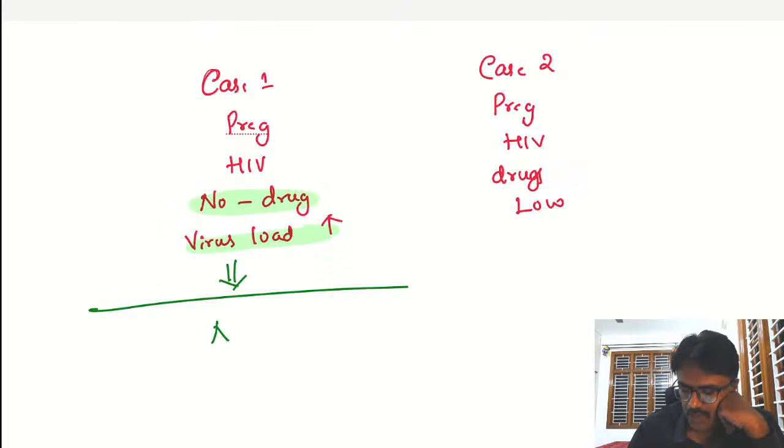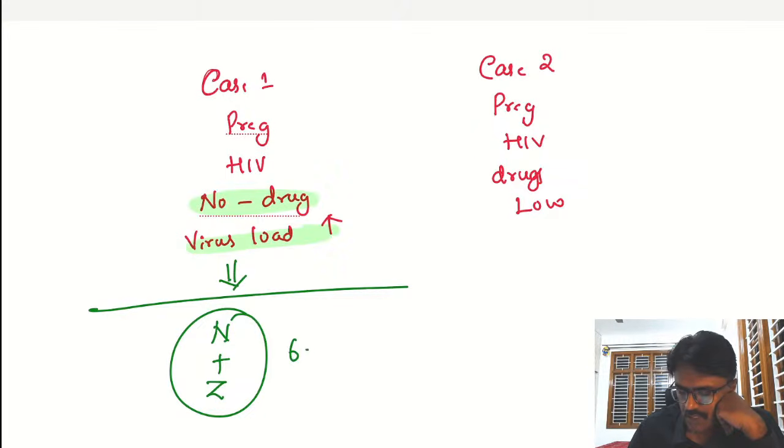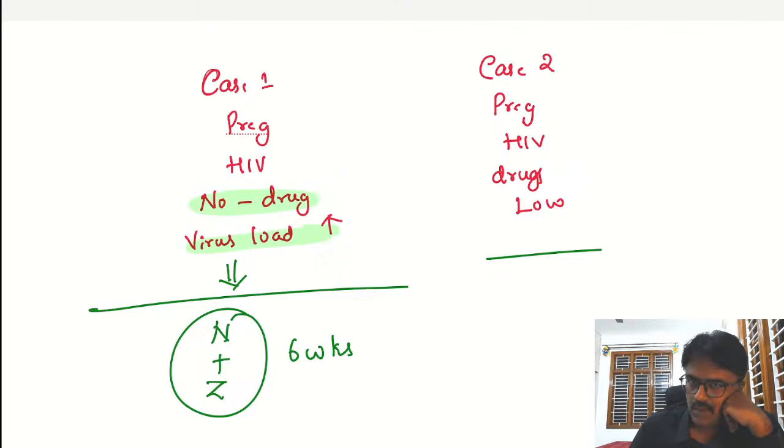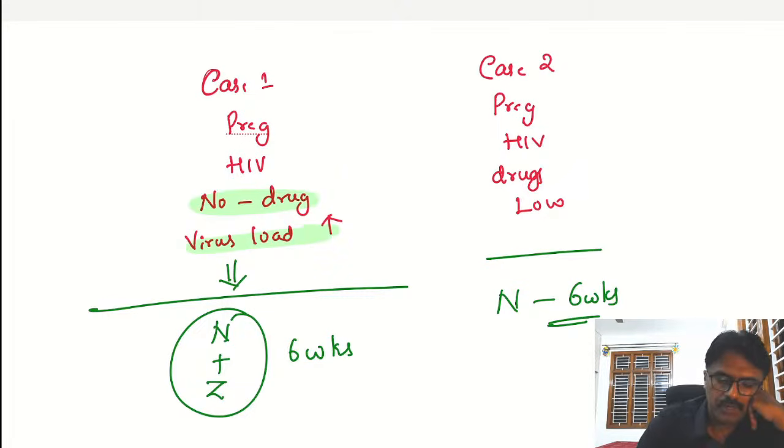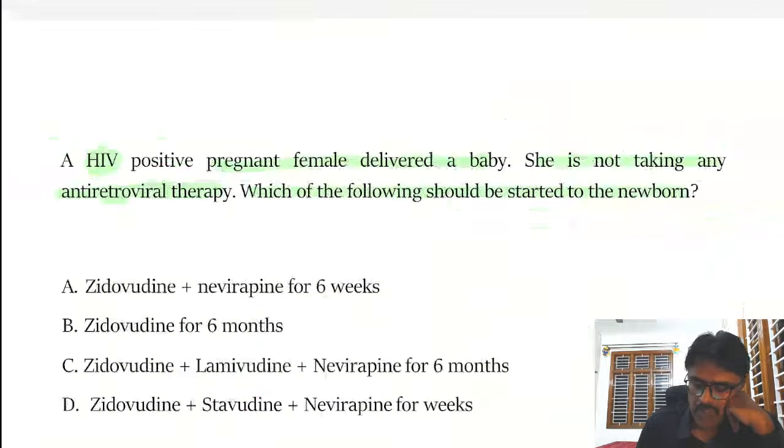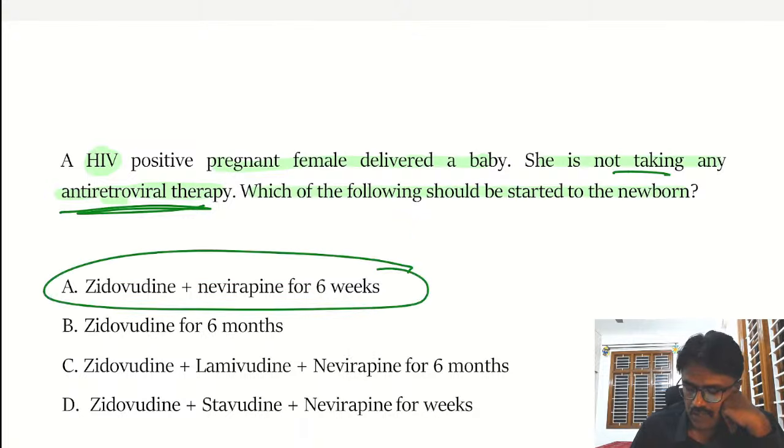So I have to give nevirapine with zidovudine for minimum 6 weeks, and later we will decide whether to continue or not. Case 2, she is on drugs and the load is less, so we give nevirapine for 6 weeks. This is what you have to remember. Coming back to the question, lady is HIV positive, not on any drug, means high risk. So better to give 2 drugs for 6 weeks. So this is how we manage it.